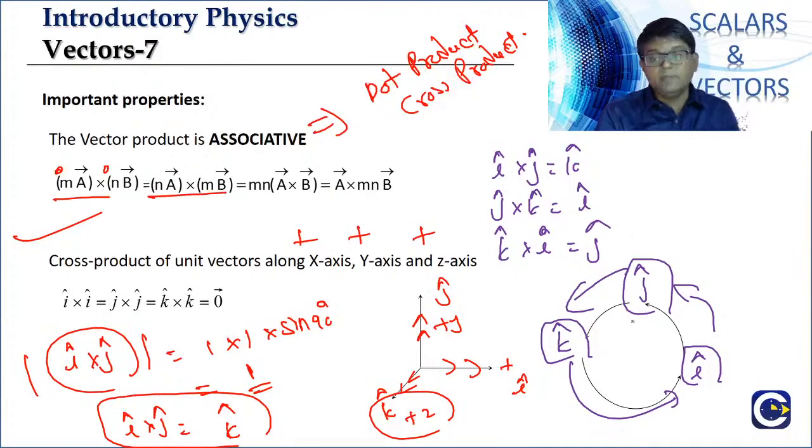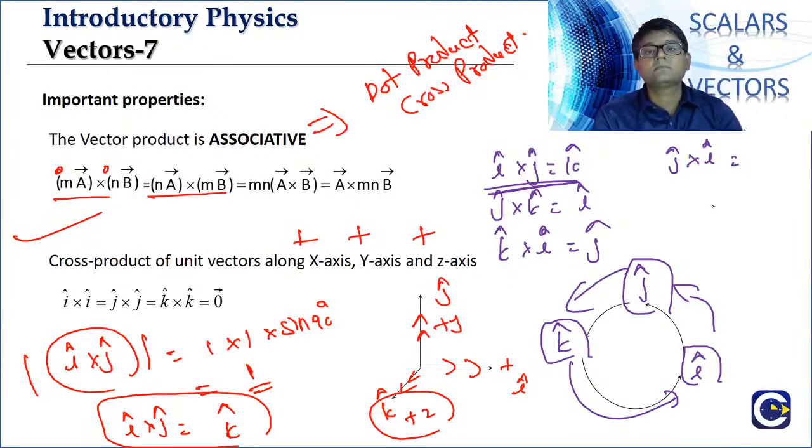So I cross j will be k. You will not remember it like this. You will not remember like, okay, I cross j is equal to k, j cross k is equal to I, like that. You will remember this panel. Now if you remember it, think about it. Instead of I cross j, we have j cross I.